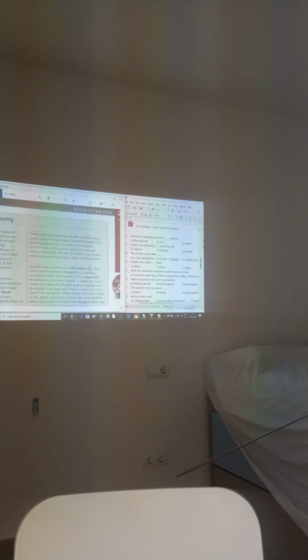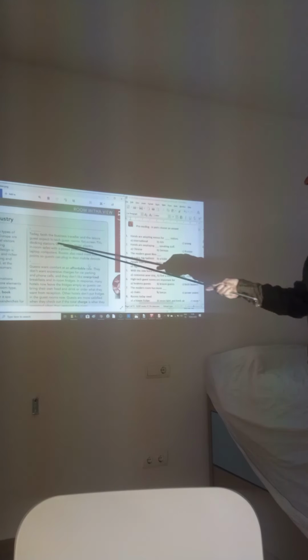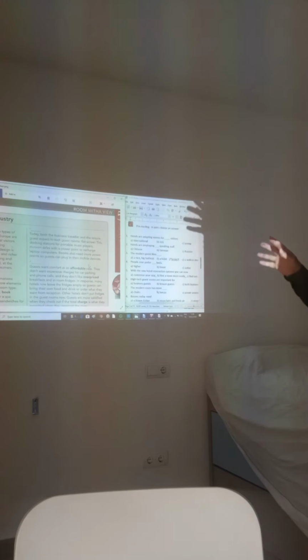Number 7, the modern room has more PowerPoints. Okay, enchufes. Well, PowerPoints are places where you can plug in your mobile or your laptop. Number 8 seems to be a repeat of the same question. Sorry about this. I thought I'd fix this. Just a minute.